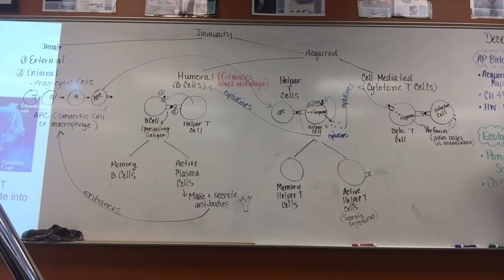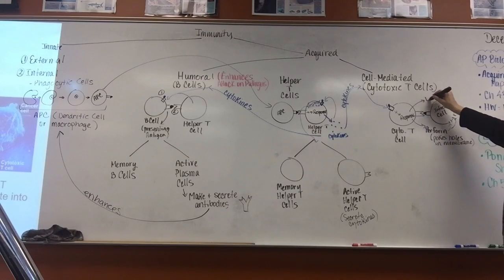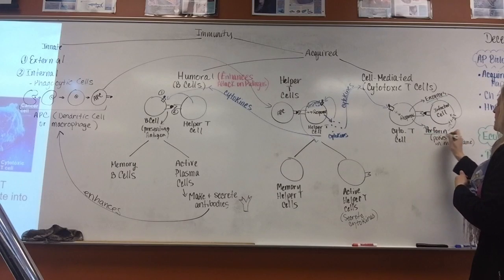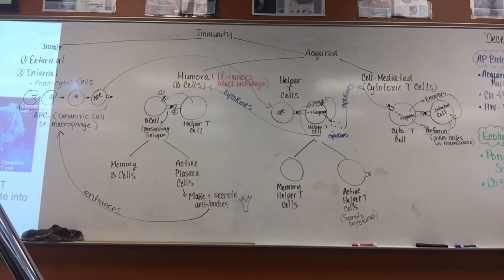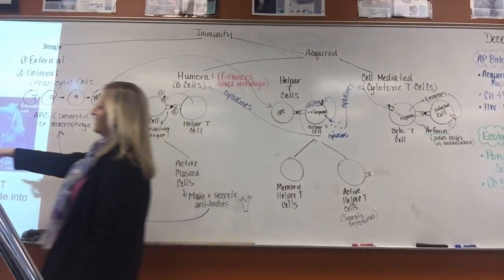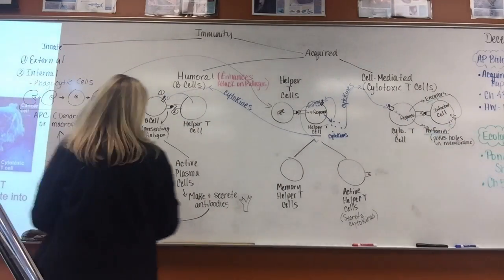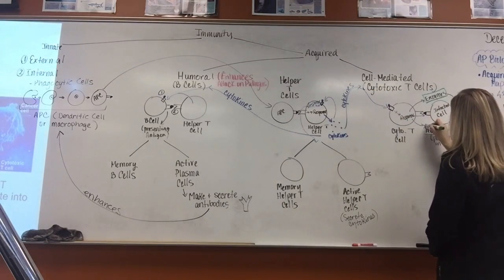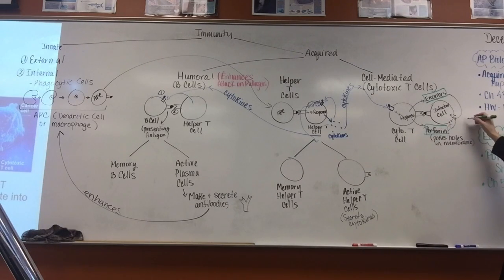What that does is allow the second thing that's released, I'll just put enzymes here, to go in as well. And both of these things, the enzymes and the perforin, cause what to happen inside the cell? Apoptosis. So the green enzymes and the perforin, those two together trigger apoptosis and the cell dies.